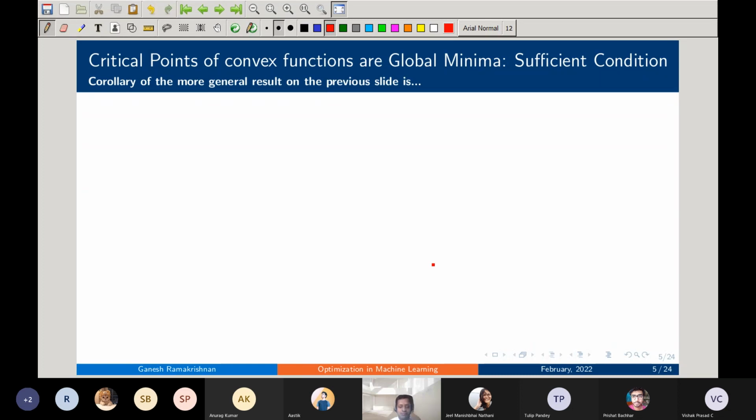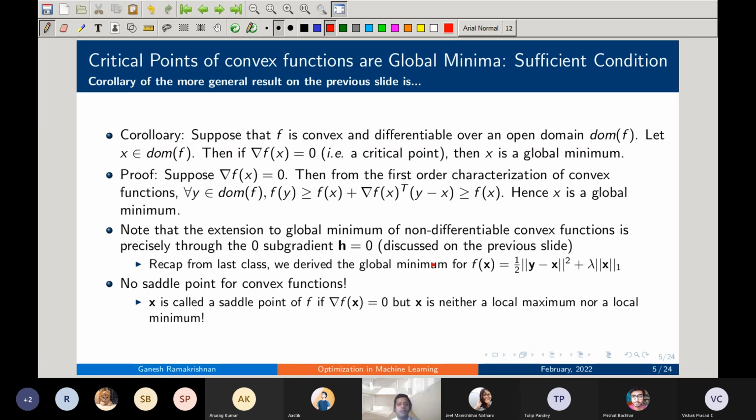But let's try and develop a little bit more understanding. We did this, that critical points of convex functions are global minima. This is a sufficient condition. And that's what we used to also show the conditions for the global minimum of this function. We derived the global minimum for the lasso kind of problem and motivated again the iterative soft thresholding algorithm.